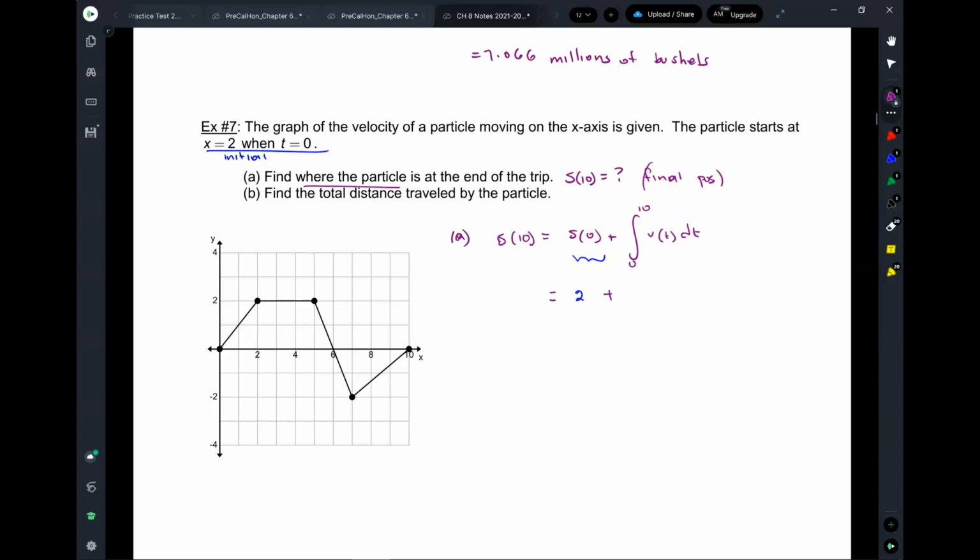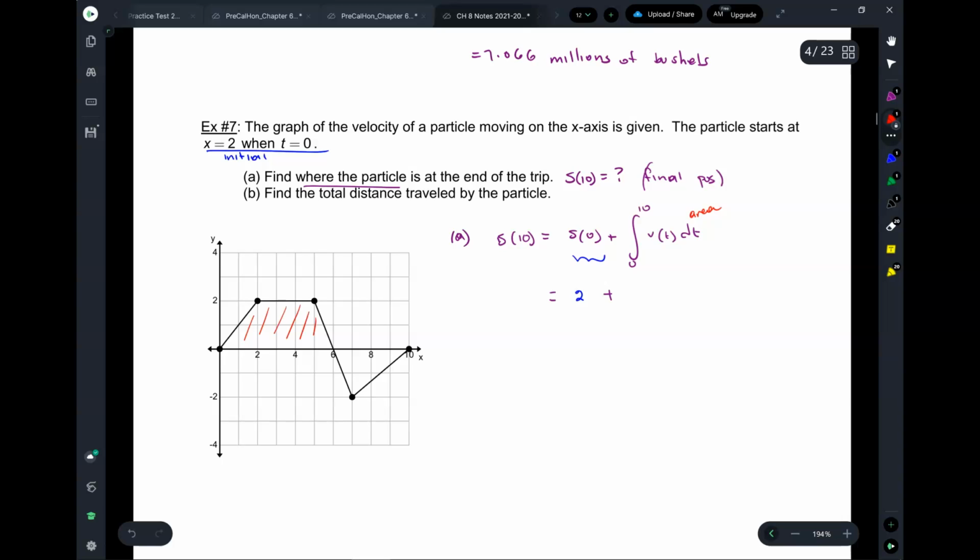What are you given? Where's your velocity? The graph is the velocity, so how am I going to find that integral? Oh, you're going to take the area. Okay? We're going to find the area. This is the velocity graph? Okay. So the integral is the area.